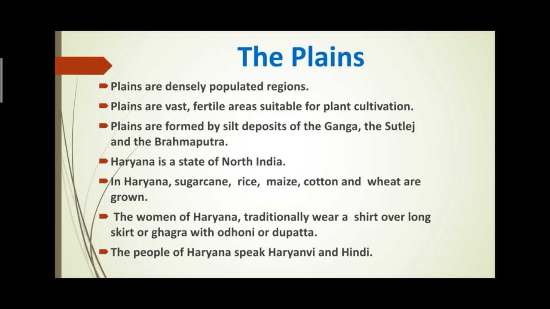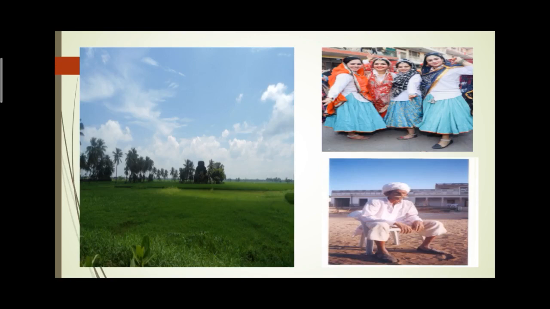Haryana is the first stop of Aruna and Akash's family on their journey. In Haryana, they drove through several villages where sugarcane, rice, mint, cotton, and wheat are grown. These are the crops which are grown mostly in northern regions where plains are found. The first picture is showing the plain region where crops have been grown, and the second picture is showing the clothes of Haryana.